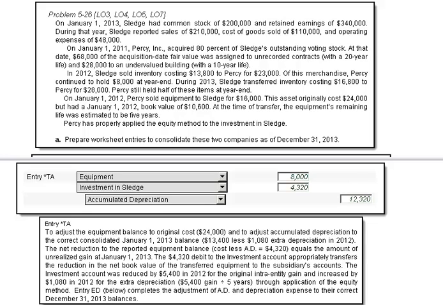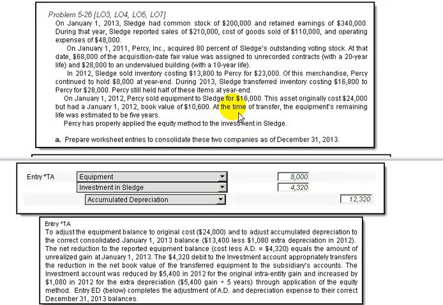Now, I've split the screen so that we have the problem up top, and I'll show the next entry that we would make. The next entry adjusts the equipment balance to its original cost, and it adjusts accumulated depreciation to the correct consolidated beginning of the year balance.